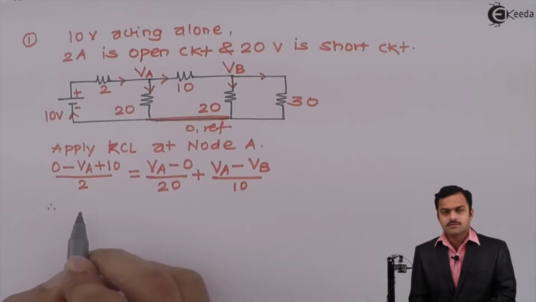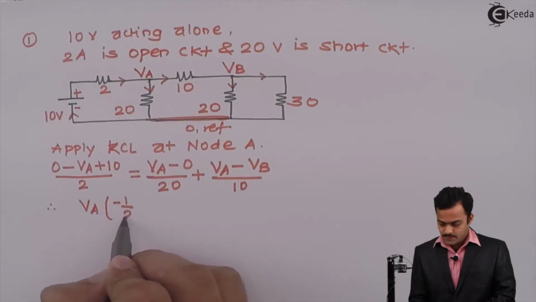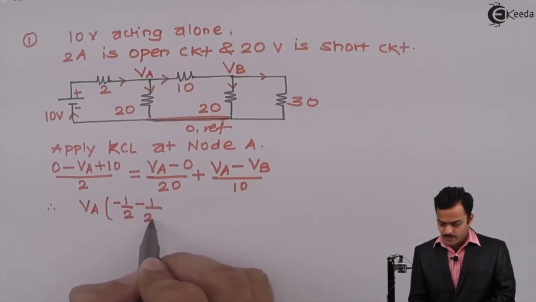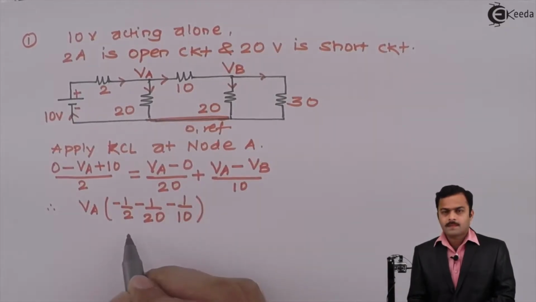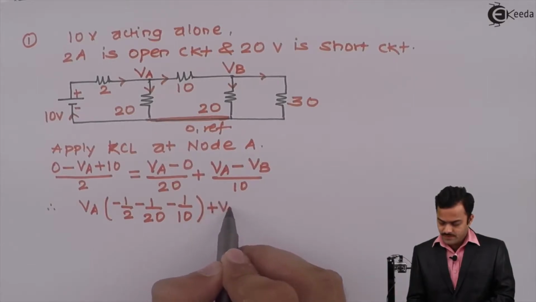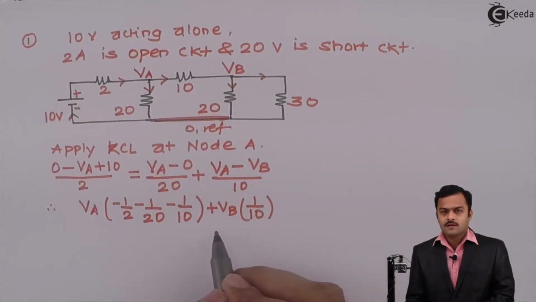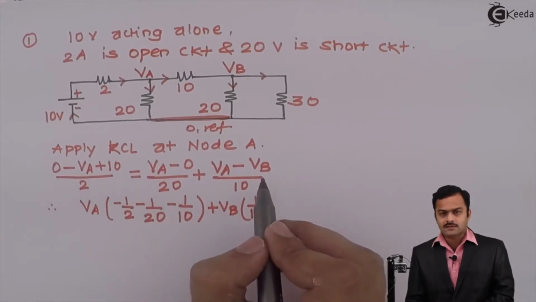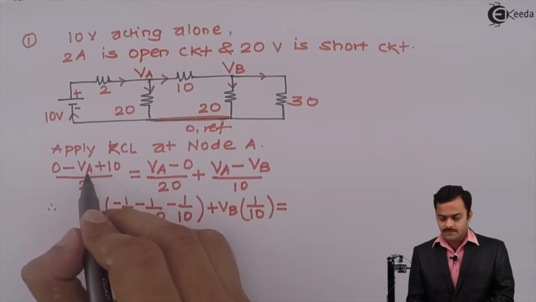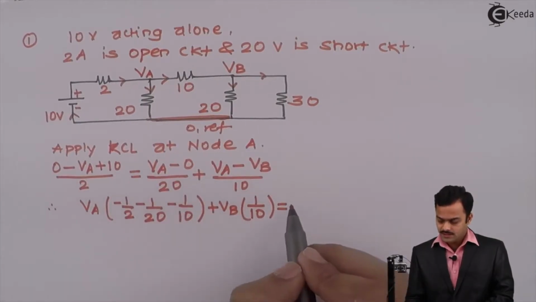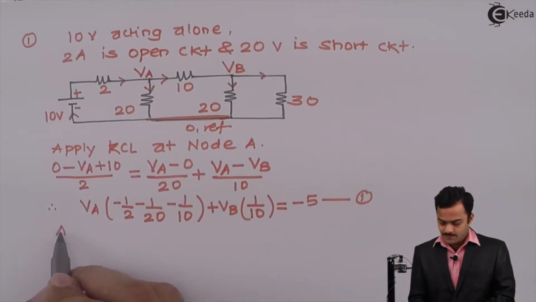Let's rearrange the terms. So I will get VA minus 1 by 2 minus 1 by 20 minus 1 by 10, VB plus VB 1 by 10. I will have this constant on other side of equation. The constant is 10 by 2, which will become 5. If I take this 5 over here, it will be minus 5. Equation number 1.